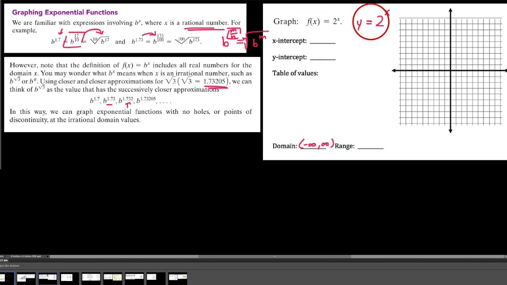So what we're going to do is graph this function y equals 2 to the x. And so really quickly, what I want to do is start by finding the x and y intercepts.